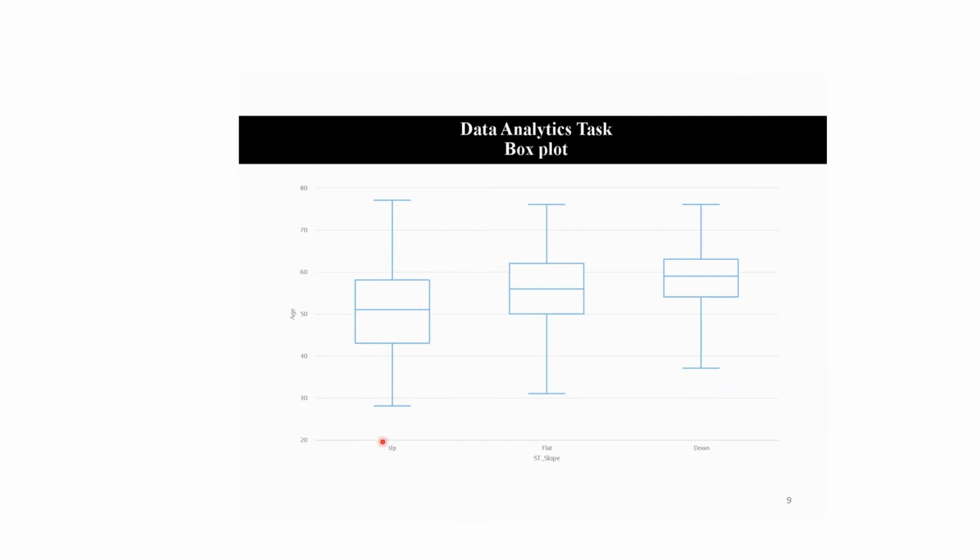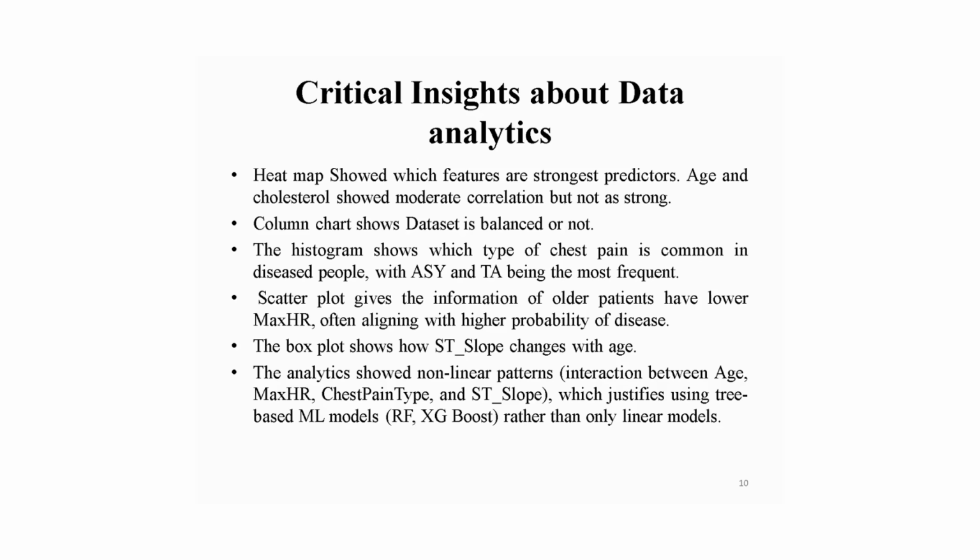Up slope is varying between age about 25 plus to 70 plus. Similarly, flat ST slope is present between above 30 plus to 70 plus age, and down slope is present between above 35 plus to 70 plus age. Here ST slope is also varying age to age.